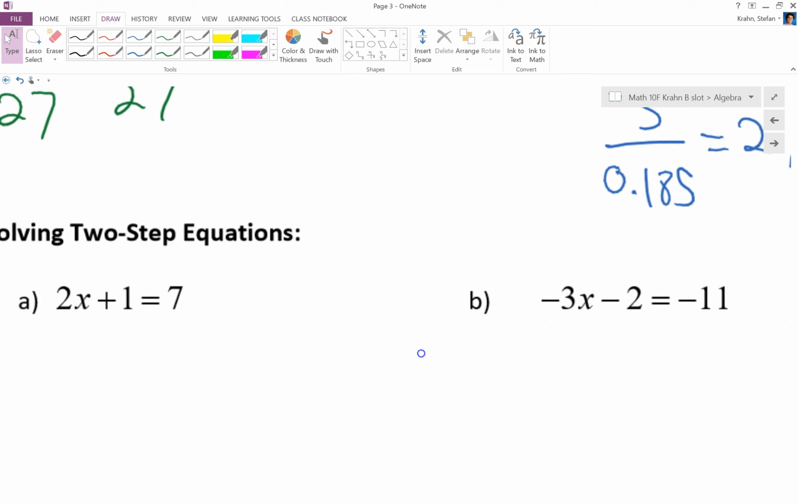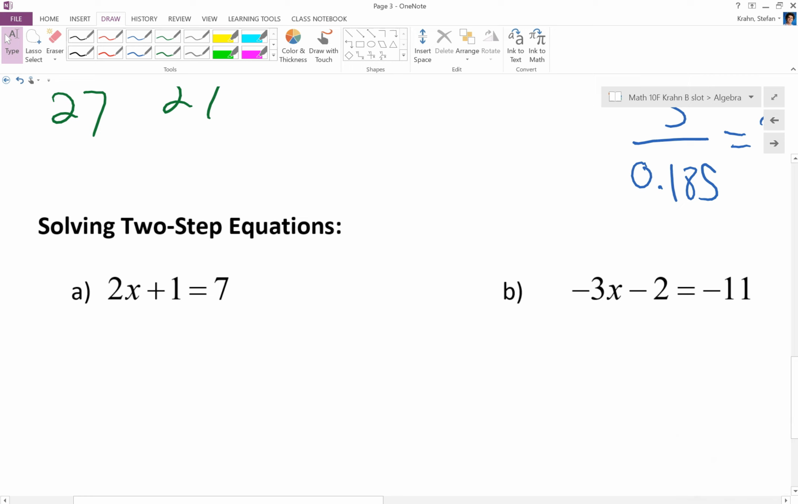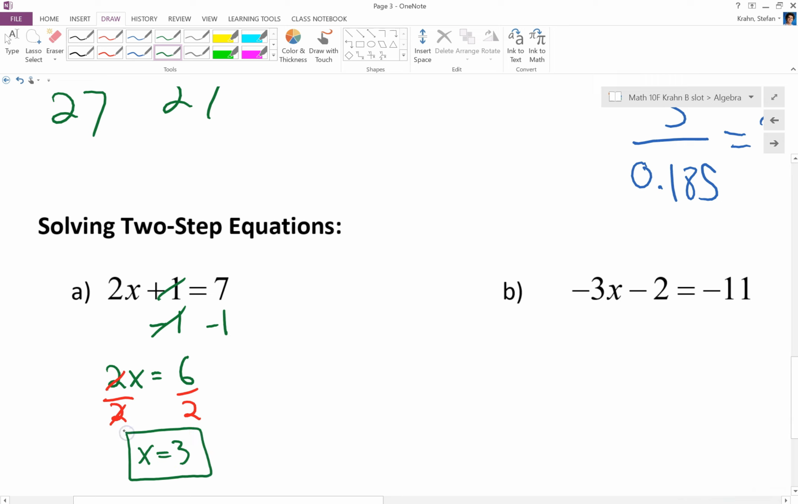Let me zoom in here. Alright, so I want to get x by itself. First thing I'm going to do is subtract 1 from both sides, and I'll get 2x is equal to 6. So that was my first step. Now my second step, as you can probably assume, is going to be to divide both sides by 2, and in the end I'll get x is equal to 3.